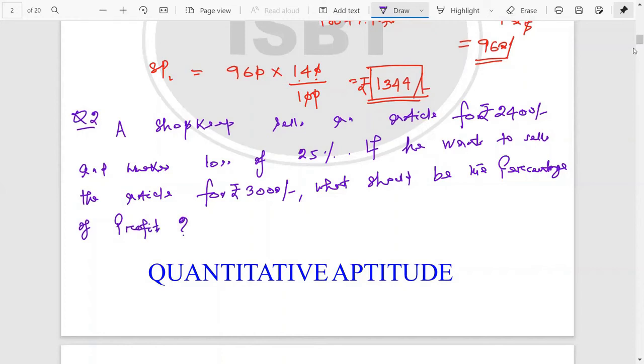The shopkeeper sells an article for 2,400 rupees and makes a loss of 25%. If he wants to sell the article for 3,000 rupees, what should be the percentage of profit? Okay. Now we start.